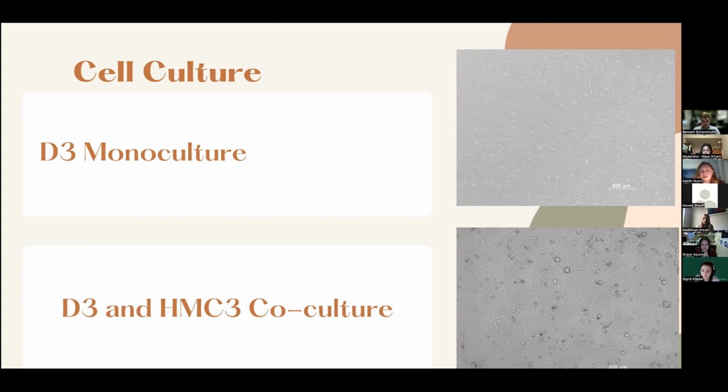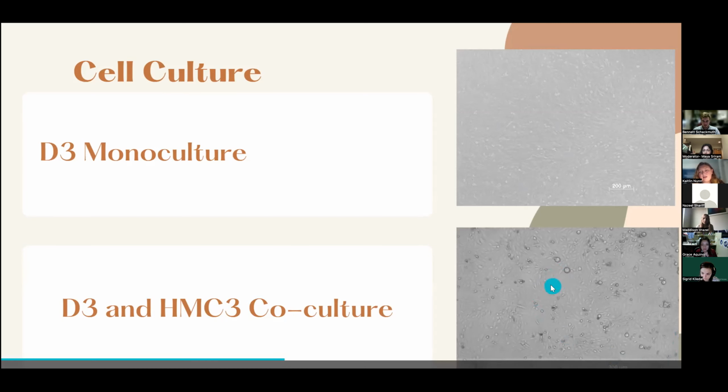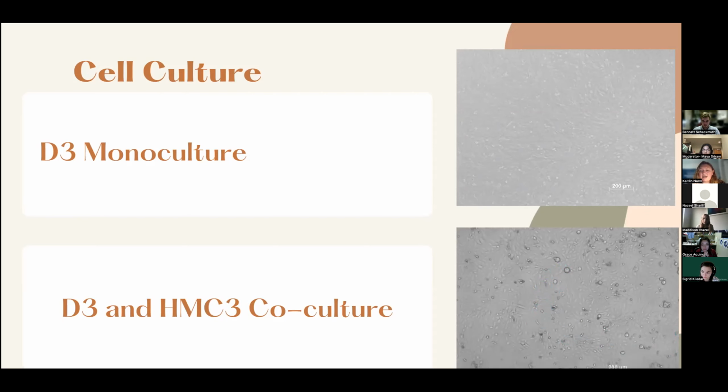And then you'll notice on the second plate that there are much bigger, darker cells. They're not necessarily darker, but they absorb the light slightly differently. Those are our HMC3 microglial cells, which, when in co-culture with D3s, form a much more rounded cell and are spread across and sit on top of the endothelial cells.